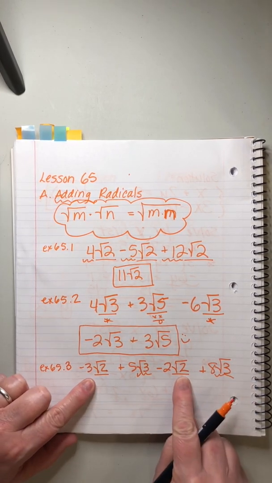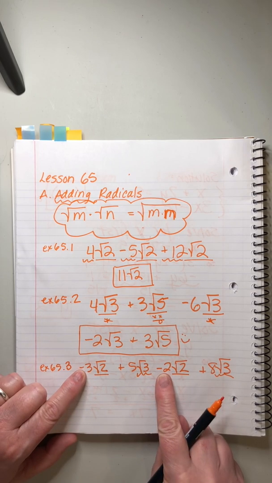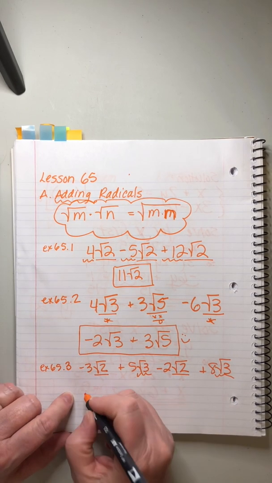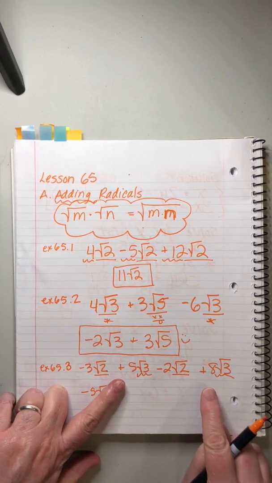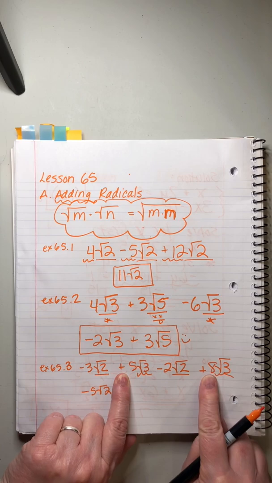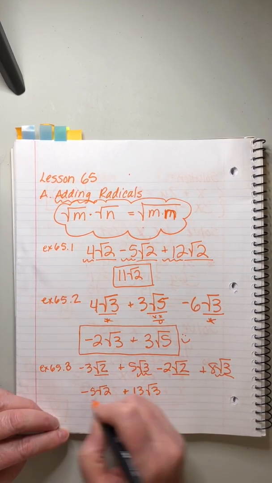We only look at the number on the inside of the radical, and here we have some 2's. And here we have some 3's. So let's combine the 2's first. -3 and -2. Remember, the sign matters. The sign goes along. So that becomes -5 square root of 2. And then we have +5 and +8. That's +13 square root of 3.